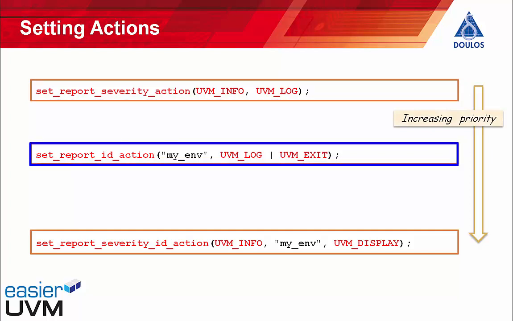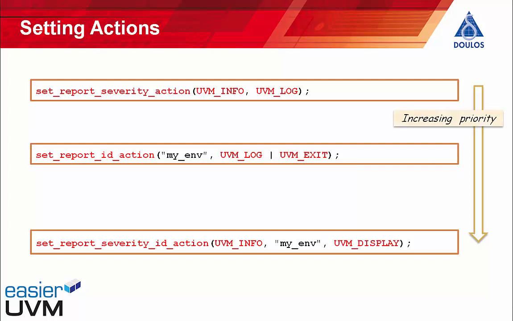Then we're calling set report ID action, and that lets you associate actions with all reports from a particular component that have a particular ID or fall into a particular category. So all reports from the current component where the ID is myenv are being set the action of UVM log combined with UVM exit. So it turns out that in UVM, all the enumerations that represent actions are actually bit masks. So you can combine actions by ORing together the bit masks associated with those actions. UVM log is a particular bit mask, UVM exit is a particular bit mask. We OR those together, and that has the effect of combining the actions.